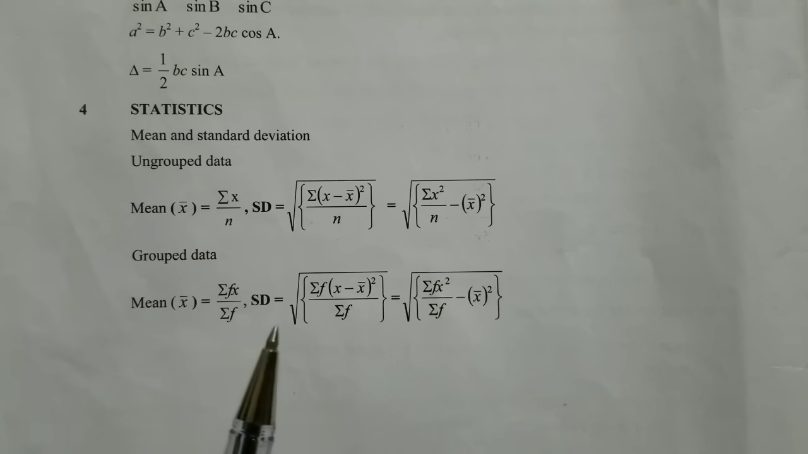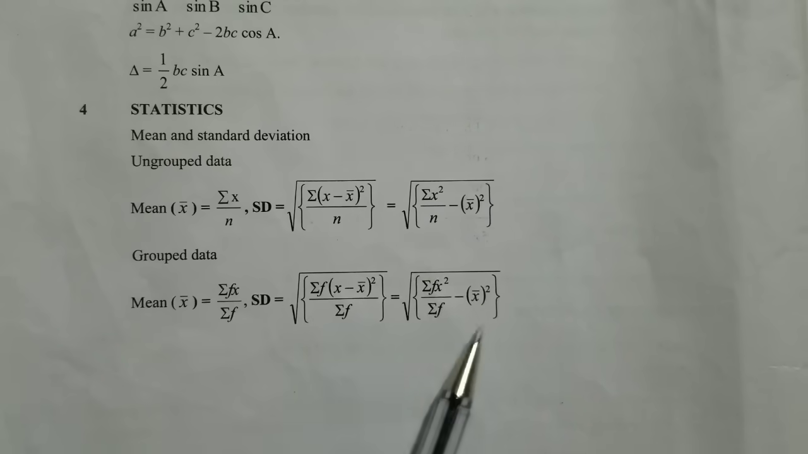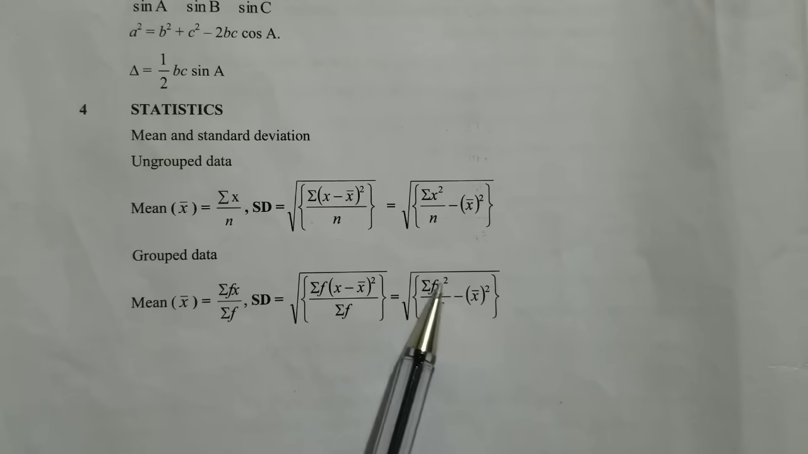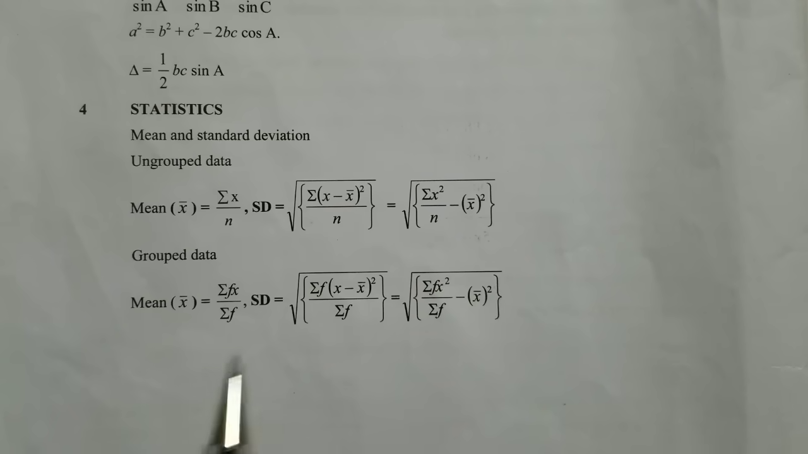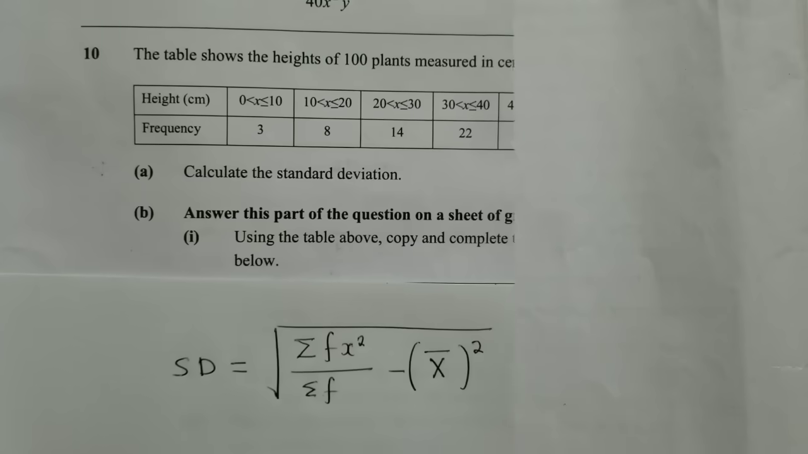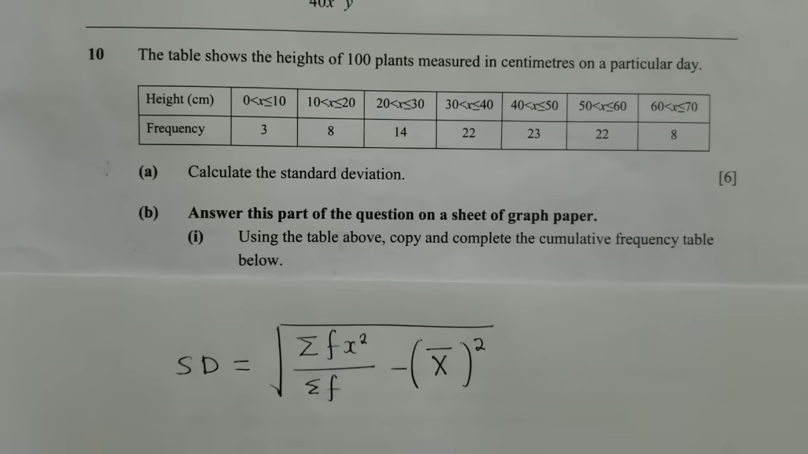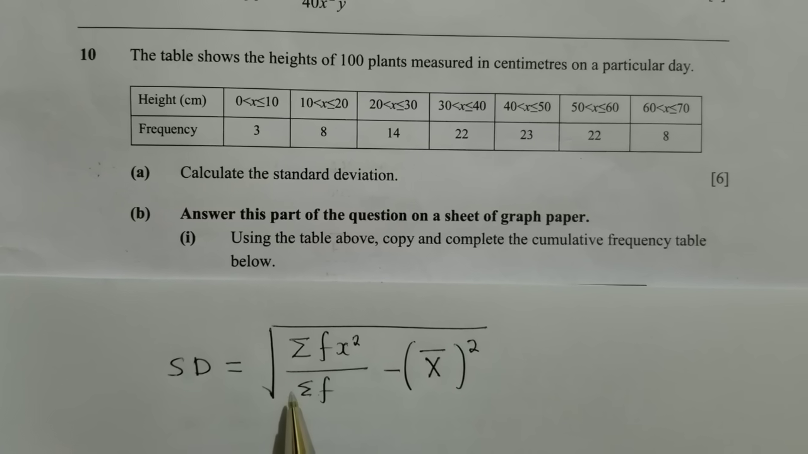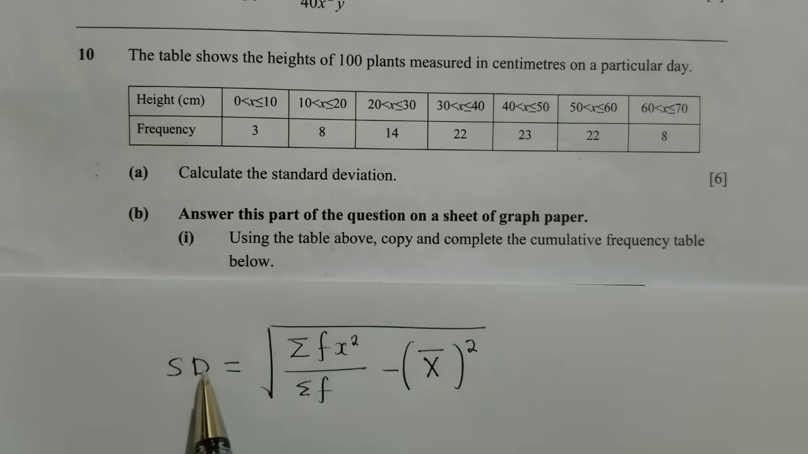Now, among all these formulas, this is the best formula to work with if you don't want to use a table. But if you want to use a table method, you use this formula. But my advice is that you go for this formula, which does not waste much of your time. So now let's jump on the question. Between the two formulas for standard deviation, this is the formula which I'm encouraging you to be using. So standard deviation is equal to root over summation of f x squared over summation of f, minus x bar squared.